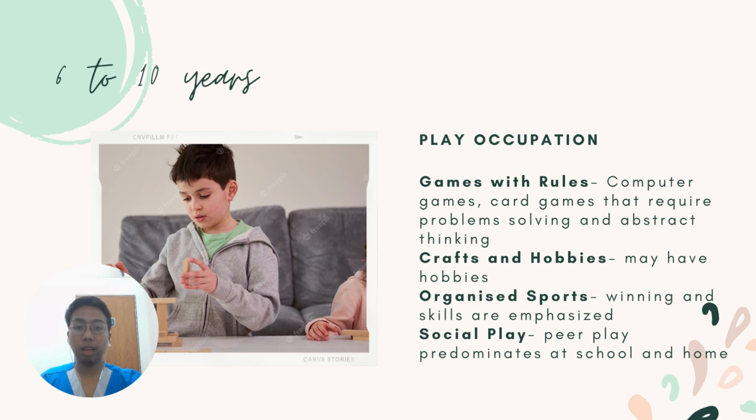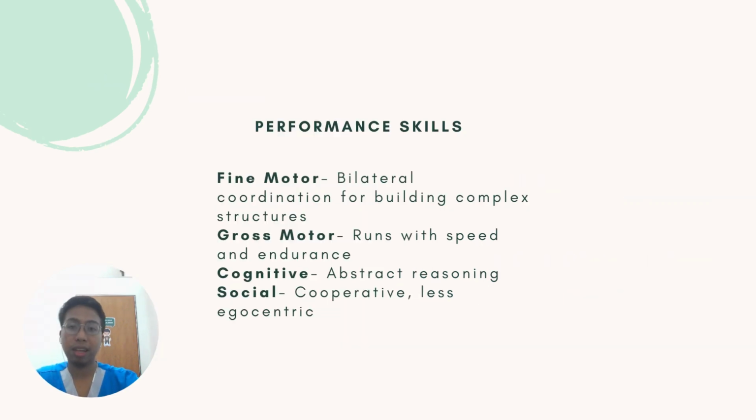And then crafts and hobbies. They may have hobbies, for example, they like to collect stamps. It's a hobby. And then organized sports. Last time the sports were just to play for fun, but nowadays it's more organized, with more rules and more emphasis towards winning and skills. And then socially, good peer play, because we have friends, so why not play together with friends, right? So it's predominant at school and home.